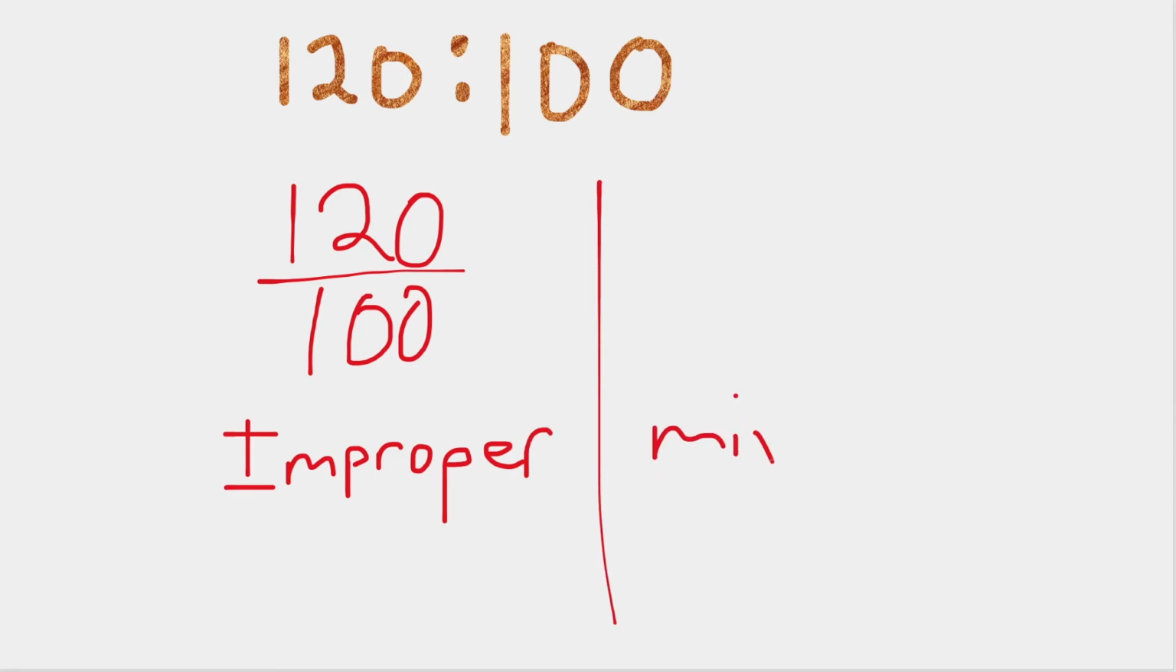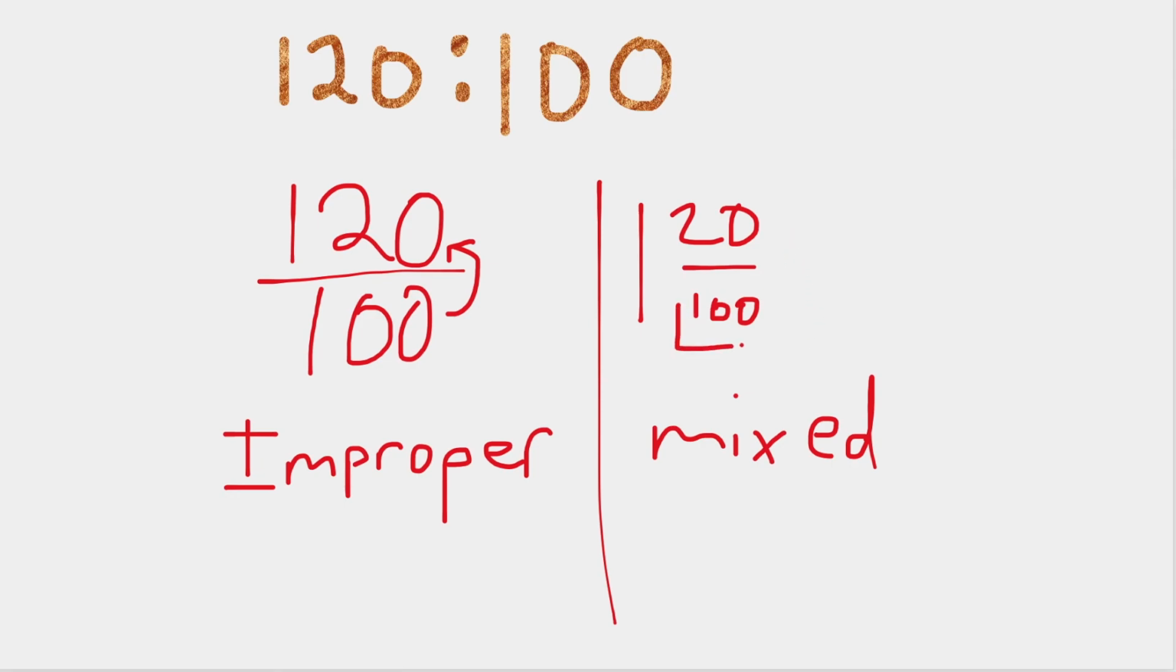And then I'm going to put it into lowest terms just so we remember, because I'm going to make you do that so that you keep remembering. So this is 1 and 20 over 100, because 100 can divide into 120 one time. So that's the whole. Okay. Now I need to put this into lowest terms. So I'm going to divide by 20. Okay. So if I'm dividing by 20, this would be 1 and 1 over 5.